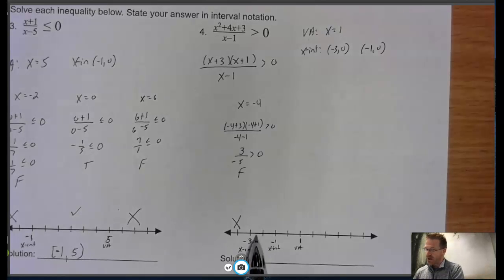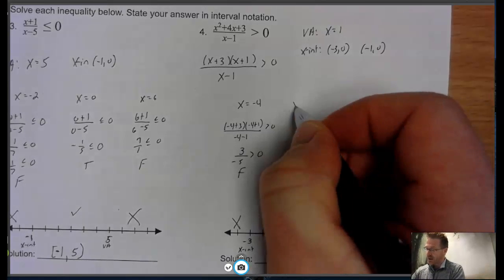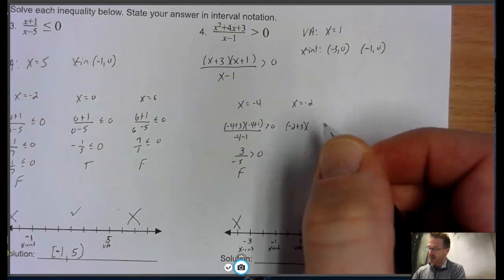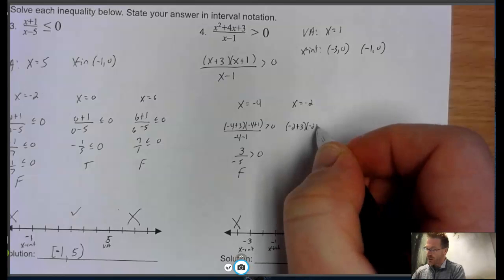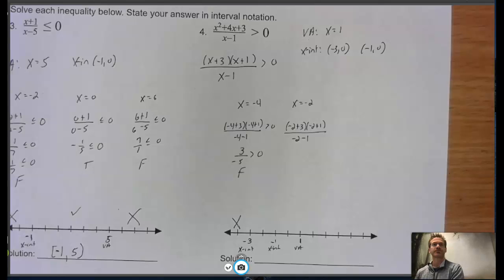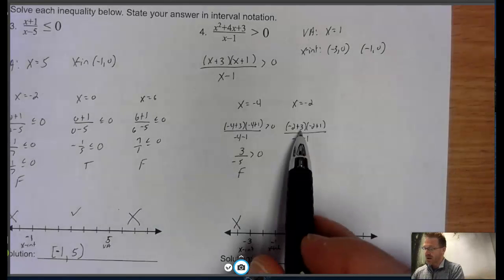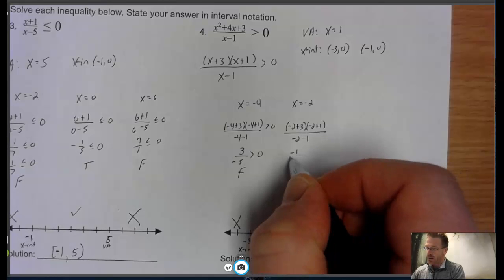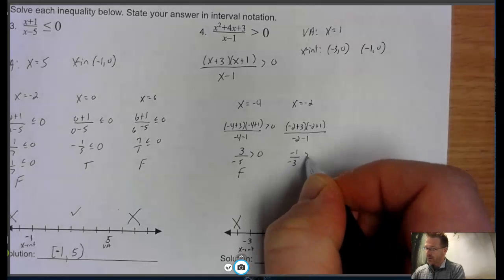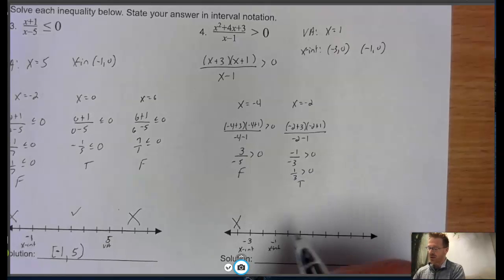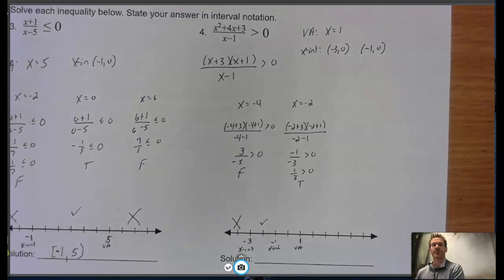So now between negative 3 and negative 1, I'm just going to test x equals negative 2. So I get negative 2 plus 3, and then I get negative 2 plus 1, and that's all over negative 2 minus 1. All right, so notice now I get 1 times negative 1, so that's negative 1, over negative 3, and that is going to give me 1/3 is greater than 0, so that is a true statement. So we definitely want that interval right there.